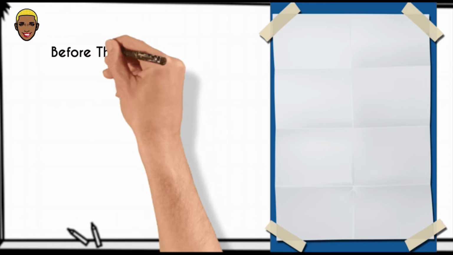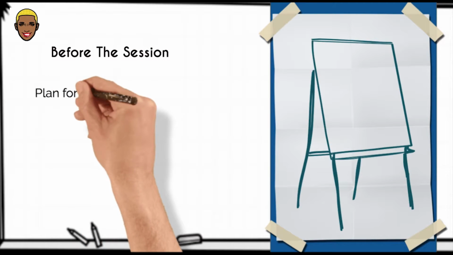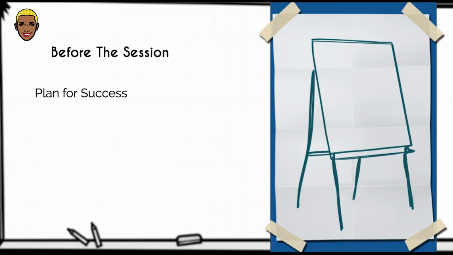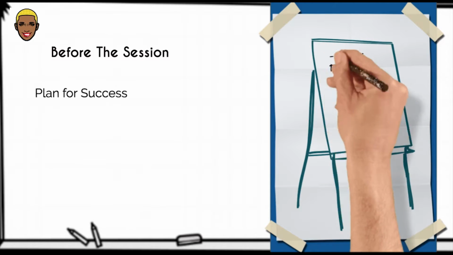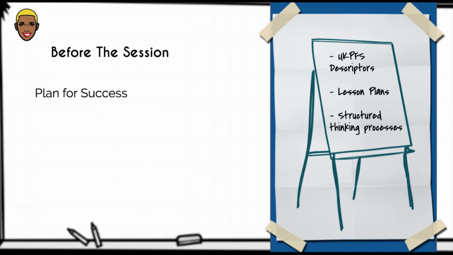So before the session, the first thing we really need to think about is planning for success. This is where we can begin to rely on elements such as the UK PSF descriptors, what we already know about lesson planning, and any other structured thinking processes that you usually would use as an educator. We need to bring this together into a lesson plan that will gain us success.